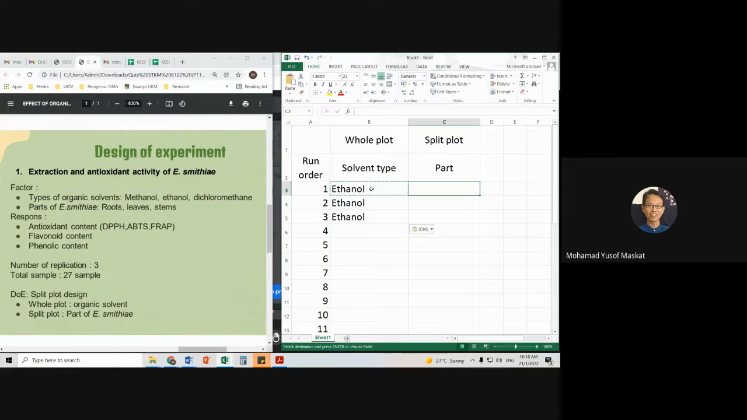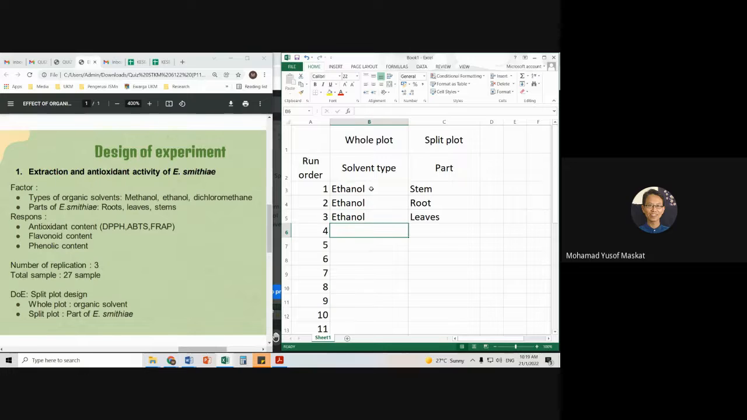So among the ethanol, which part does she do first? Then she has to randomize: roots, leaves, or stems. For example, she picked straws, and she got stems, and then picked another straw, she got the roots, and after that the leaves. So that finishes ethanol.